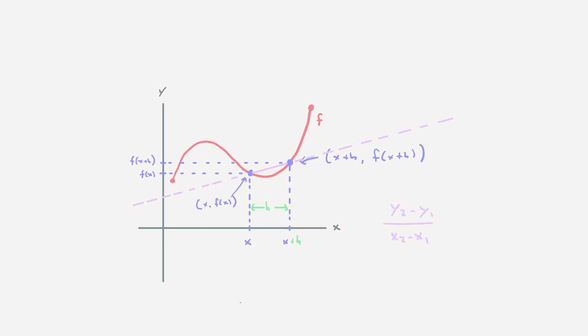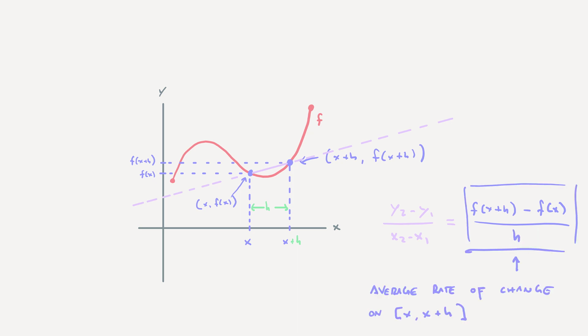You can find the slope of a line by using the slope formula, which is usually m is equal to y2 minus y1 divided by x2 minus x1. But in this case, x1, y1 is the point (x, f(x)), and x2, y2 is the point (x + h, f(x + h)). And if you stick those two things into the formula, you get this. The denominator simplifies because x + h minus x is just h. And that is the average rate of change.